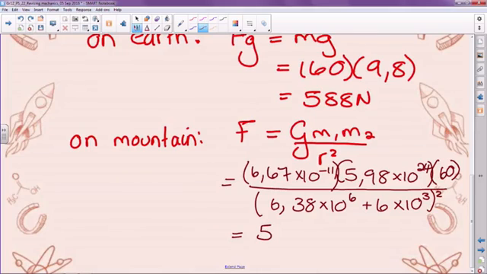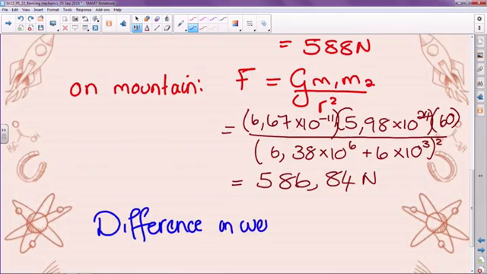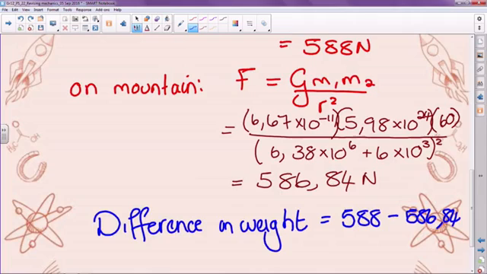But what you get is 586,84 newtons. It's smaller, which we expect. He's further from the center of the Earth. But that wasn't the question. The question is, what is his difference in weight? So we actually need to write that down. So we go, well, his difference, because now we're answering the question, difference in weight is going to be big one, 588, minus little one, 586,84. And that gives me 1,16 newtons.